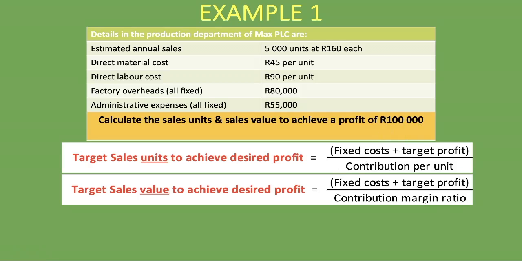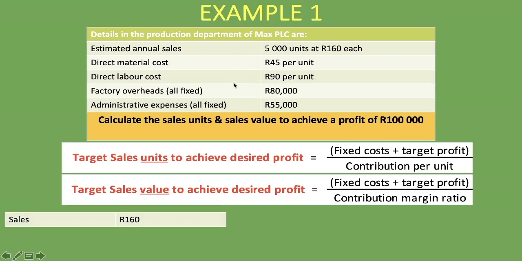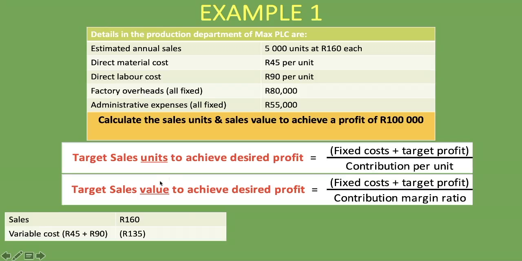So how do we calculate the contribution per unit? I'm going to take the sales per unit. Obviously, here we are told that estimated annual sales, 5,000 units at 160 Rand. So we're going to take the 160 Rand because that's the selling price per unit. And then we will have to minus the variable costs. And the variable cost is made up of the direct material cost and the direct labor cost as we have been given here. So it's 45 Rand plus the 90 Rand will make up the variable costs of 135 Rand. Now that we have the sales and the variable cost per unit, we take the sales price per unit of 160 Rand minus the 135 Rand variable cost, and it will give us a contribution per unit of 25 Rand.